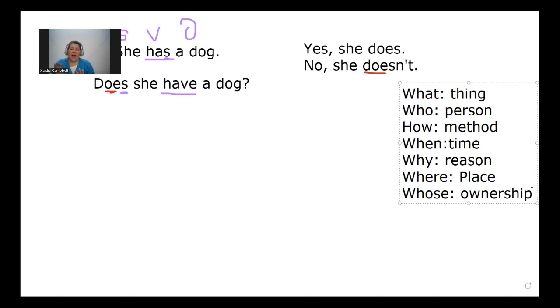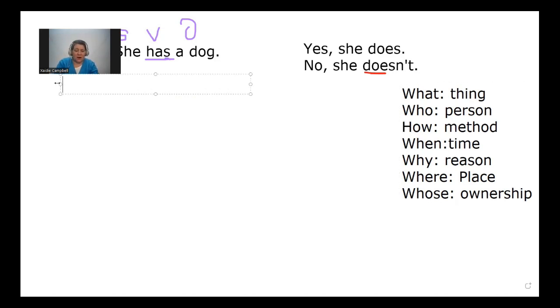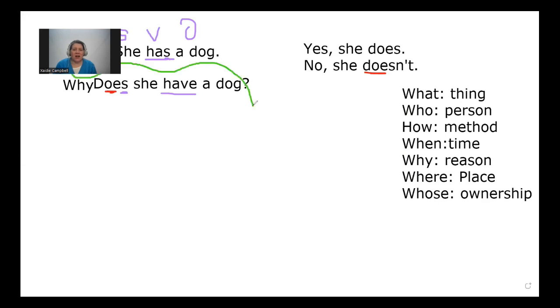All right. Now, let's use these words in our sentence. Okay, here's our question. Does she have a dog? Now we can just leave the sentence just like that, and we're going to put a question word in front of it. Why does she have a dog? Did you hear my intonation? It changed. Now the intonation does this. Why does she have a dog? Okay.